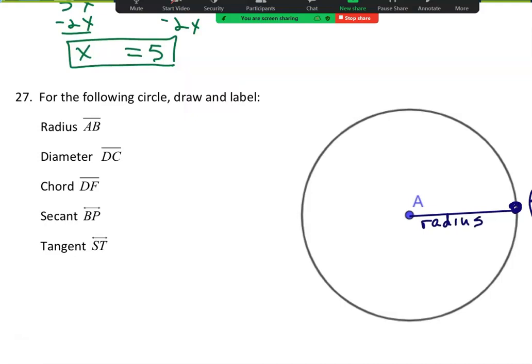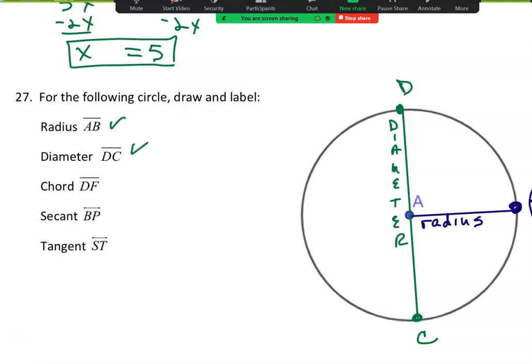I need diameter DC. I'm going to start at the top. I'm going to call that D. I'm going to come through the center. That is key. You have to come through the center. When I come out the other side, I'm going to call that C, and this is a diameter. Notice it's twice as long as a radius. Okay, so I've taken care of these two.